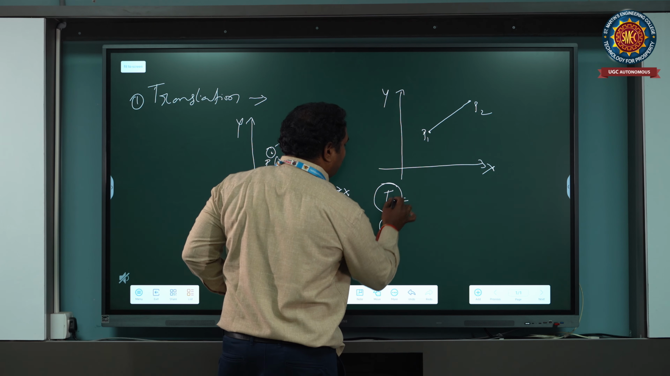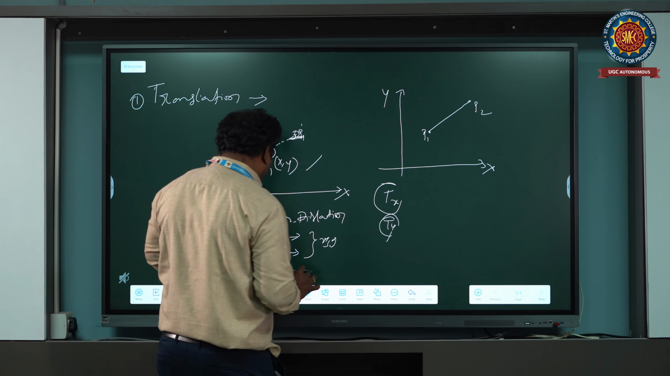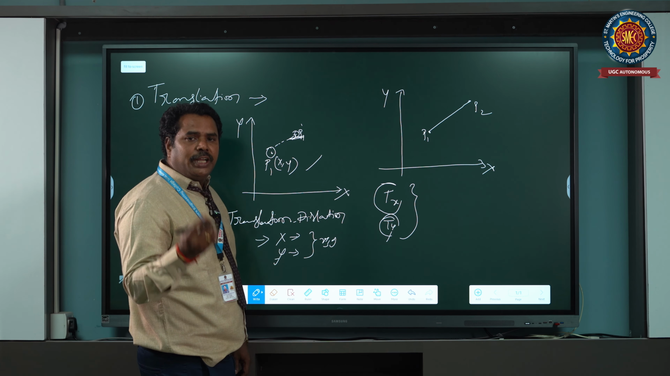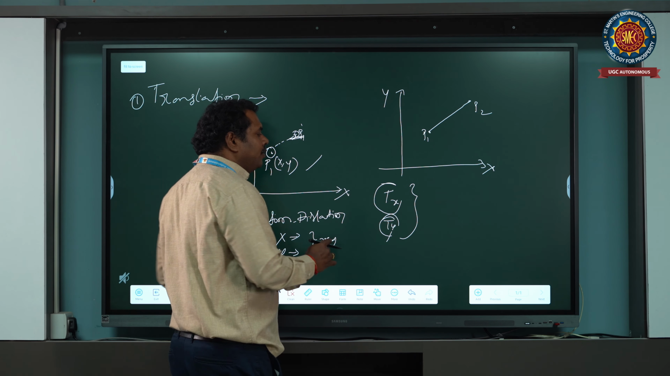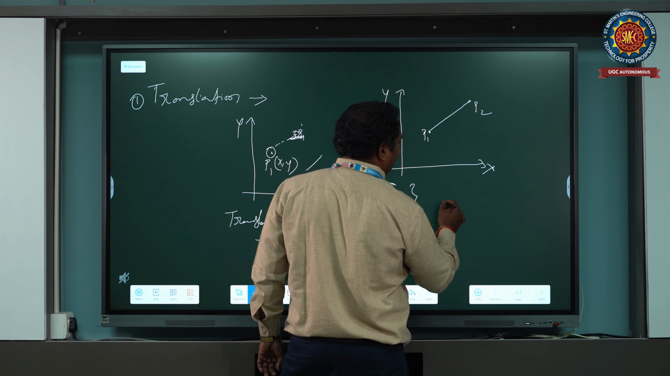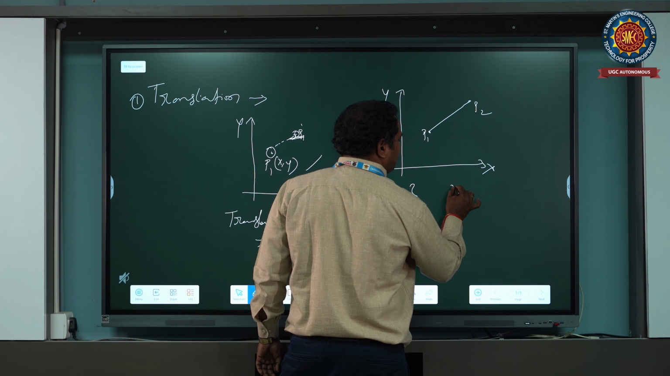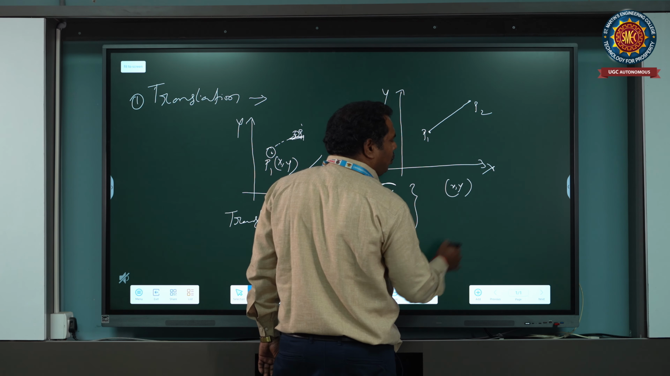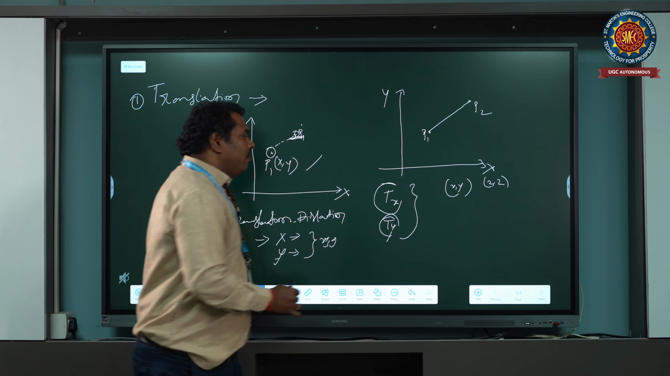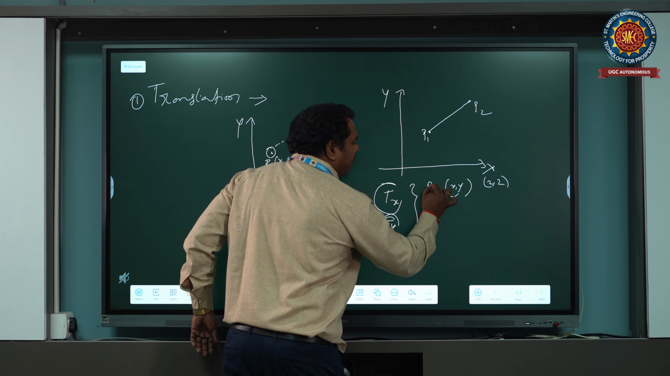Based upon these two factors, the object is moving in either the x direction or the y direction. Here we have an example. Initially I am taking x and y values as 2, 2 and 1, 1. It is a point P.